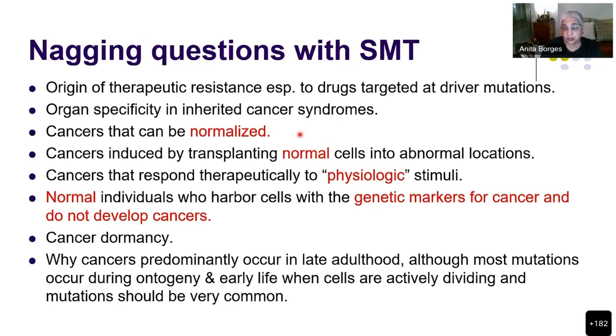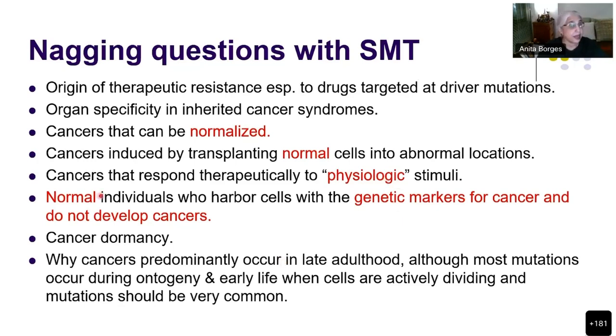But even more curious is that you can produce a cancer from normal cells which have no mutations at all. They're absolutely normal, and all that you do is transplant them into abnormal locations, and lo and behold, a cancer is produced. Now, that's a little bit difficult to square with this whole story of the somatic mutation theory. Also, we discussed that cancers respond therapeutically to physiologic stimuli. So what is happening? If you've got such a wild cancer, why does it respond to physiologic stimuli?